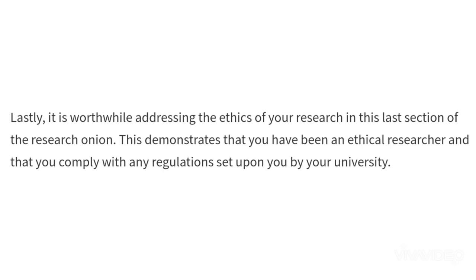Lastly, it is worthwhile addressing the ethics of your research in this last section of the research onion. This demonstrates that you have been an ethical researcher and that you comply with any regulations set upon you by your university. So that sums up the research onion.